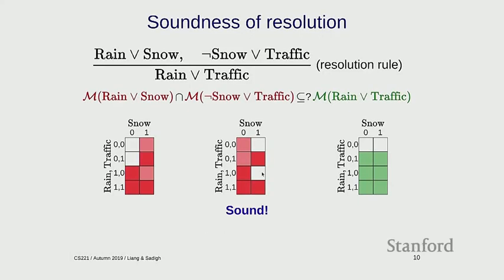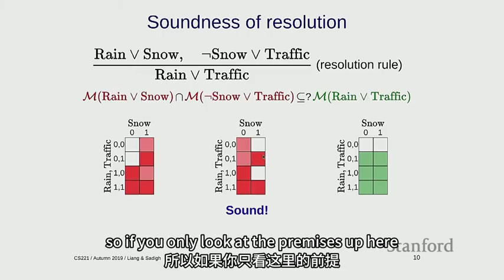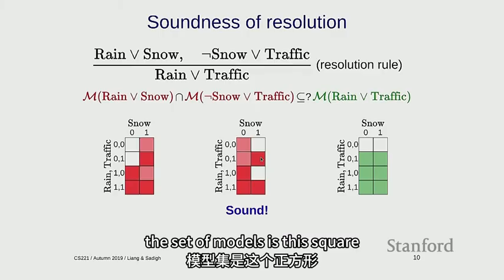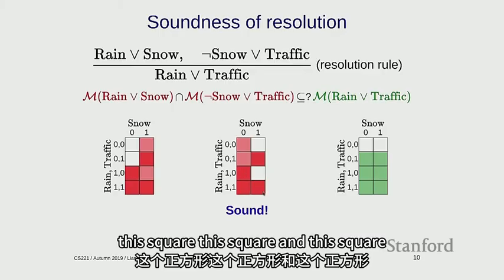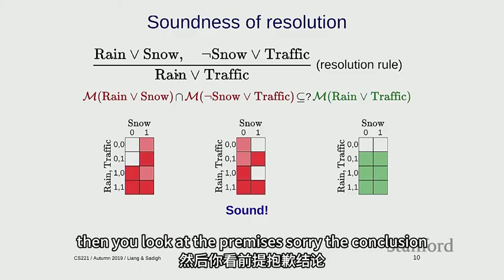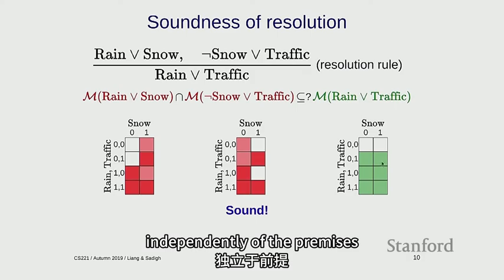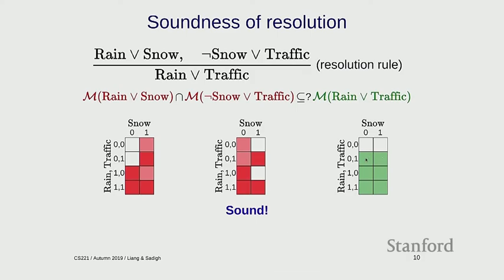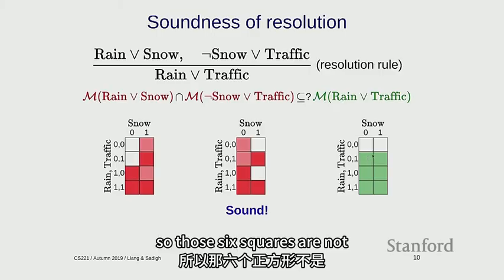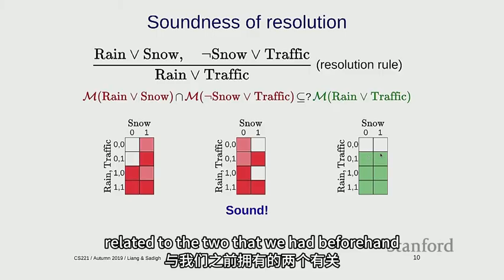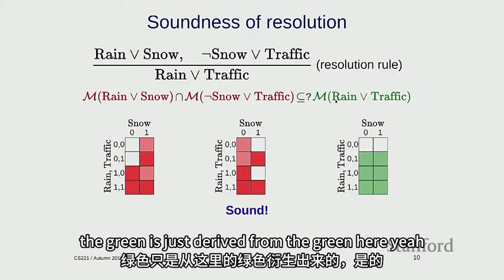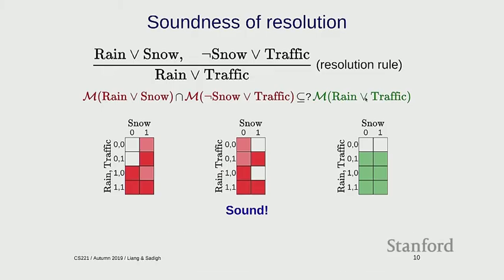But still included. So they're not, let me clarify. If you only look at the premises up here, the set of models is this square, this square, this square, and this square. Then you look at the conclusion, and you look at the models independently of the premises, and you get these 6 squares. I see. So those 6 squares are not related to the 2 that we had beforehand. Yeah, the green is just derived from the green here. Got it. Okay. Yeah, that helps. Okay, good.